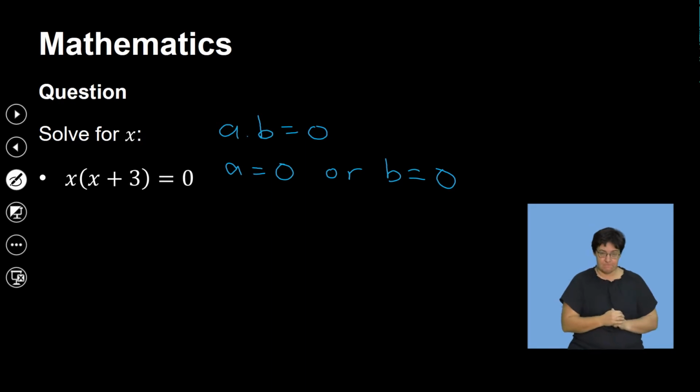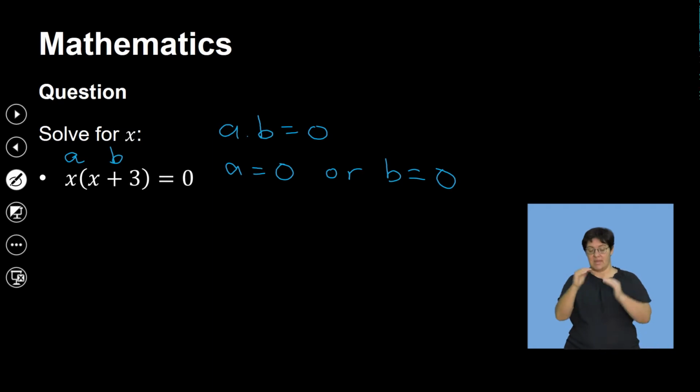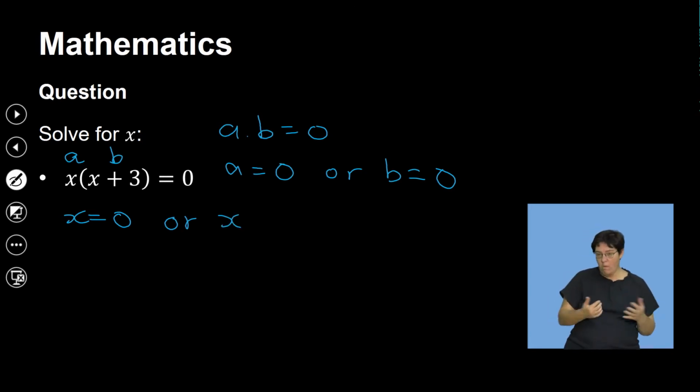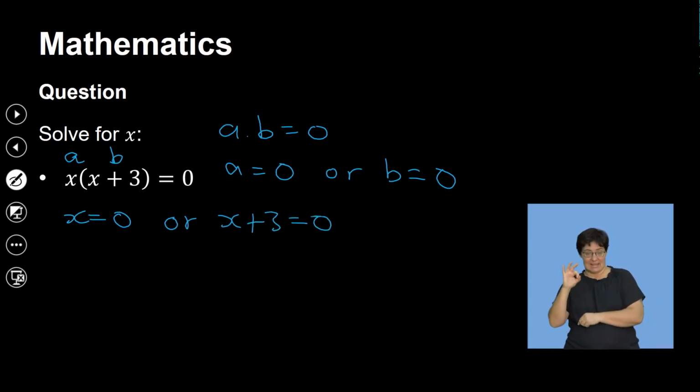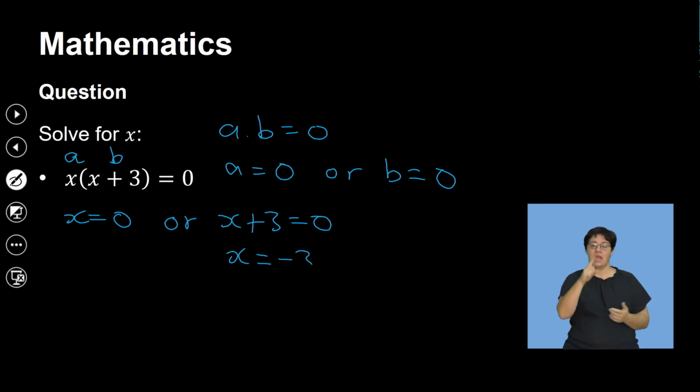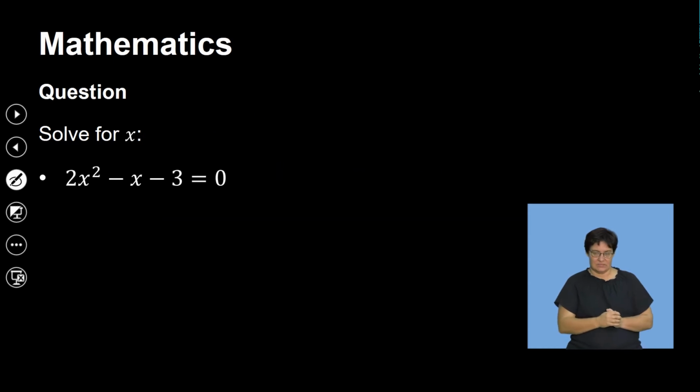So my a here will be the x, then my b will be the whole of x plus 3. So it means it will be x is equal to 0 or x plus 3 equal to 0. And then you know to solve for x means that x must be the subject of the formula. It makes it x equal to minus 3. And those will be my two solutions, x equal to 0 or x equal to negative 3.